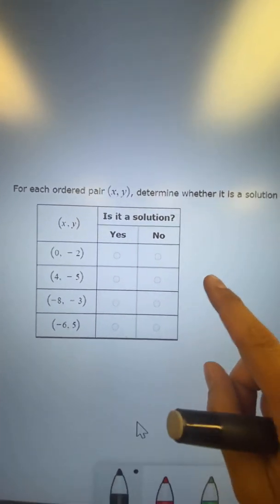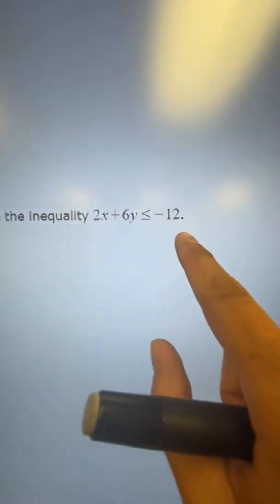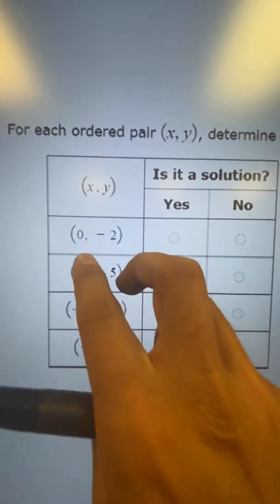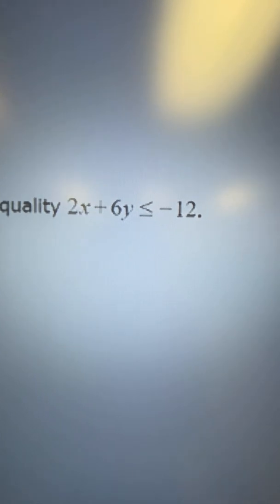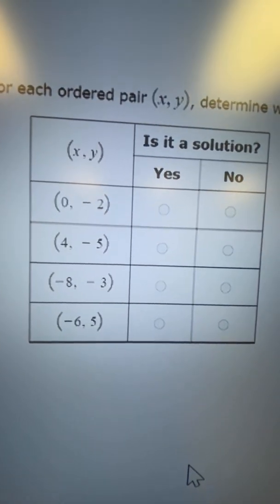In order to determine if an ordered pair is a solution to an inequality like this, all you have to do is take each of these points. Pretty much just like you do any problem when they say check if it's a solution, take each x and y value and substitute it into your inequality. And all you got to do is check if it's true or false. If you get a true statement, it's a solution. And if it's false, it's not a solution. So let me show you what I mean.